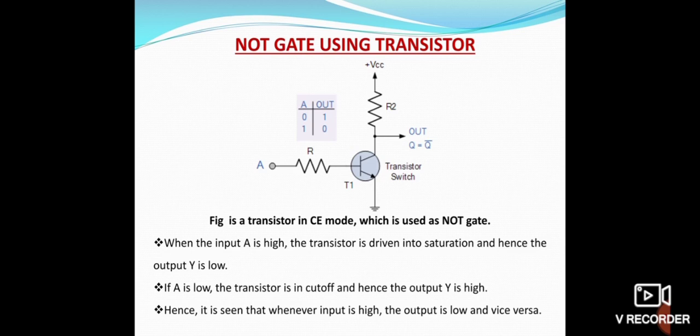So today we studied three basic logic gates, that is AND, OR, NOT, their logic representation, truth table, switch representation, and diode representation for AND and OR, then transistor representation for NOT gate.